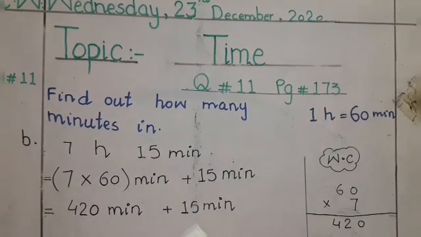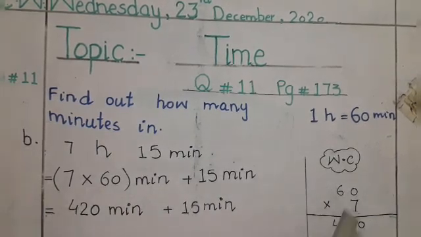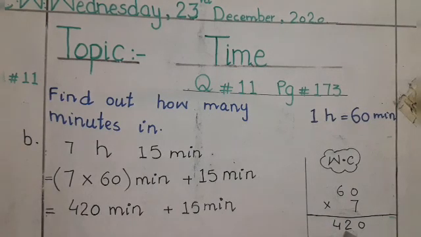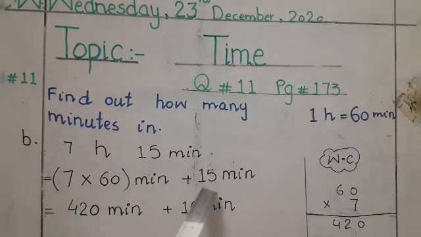Okay, students, now you can see that I multiply 60 by 7. 7 zeros are 0 and 7 sixes are 42. So we have 420 minutes. So we get the answer of 7 multiplied by 60. Then we will add 15 minutes to this answer. So let's add it, 420 minutes, and then we will add 15 minutes.